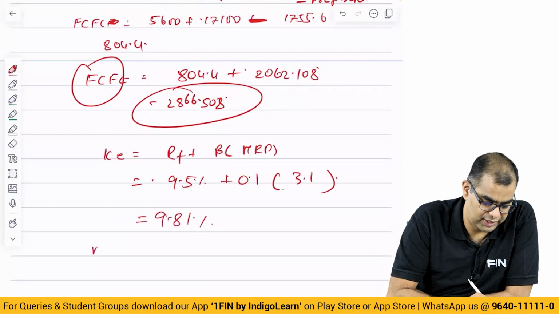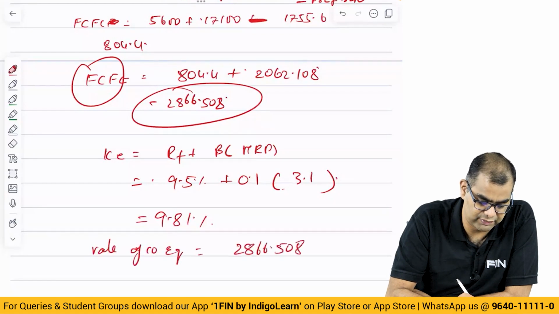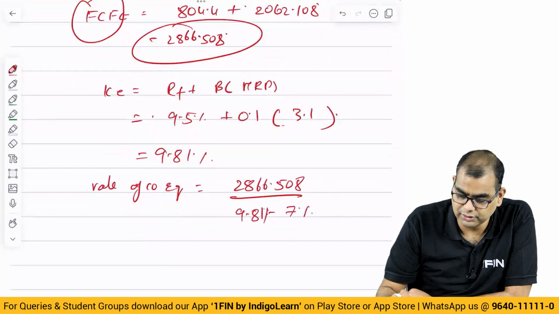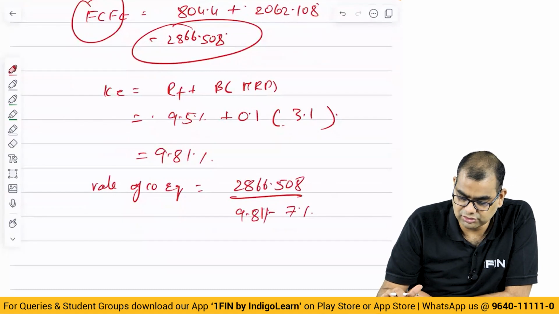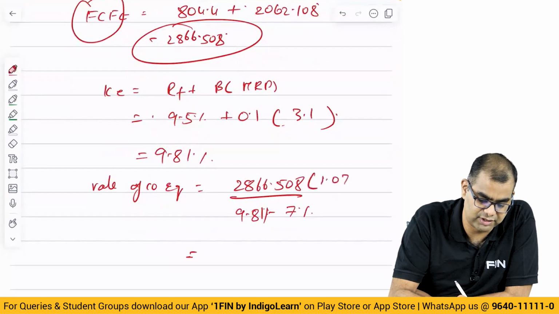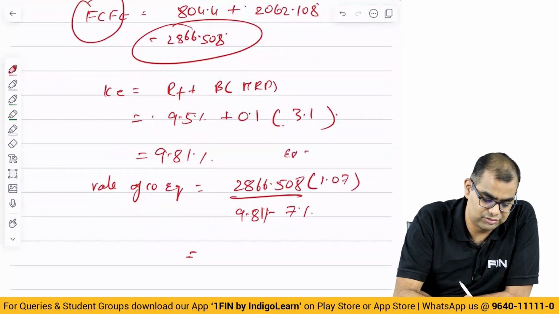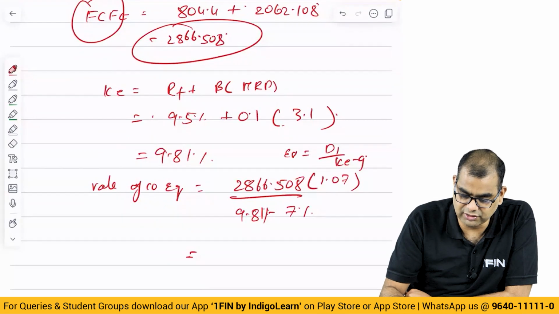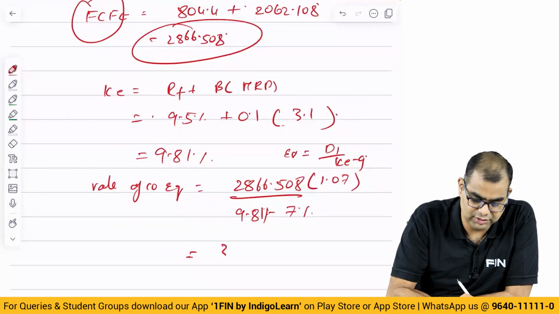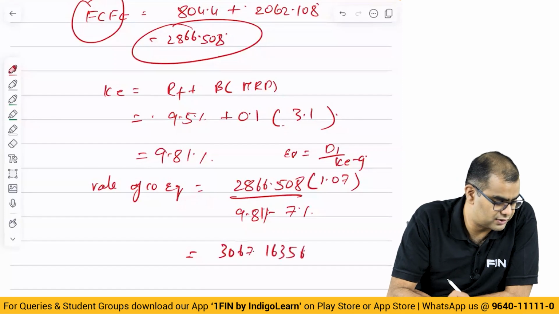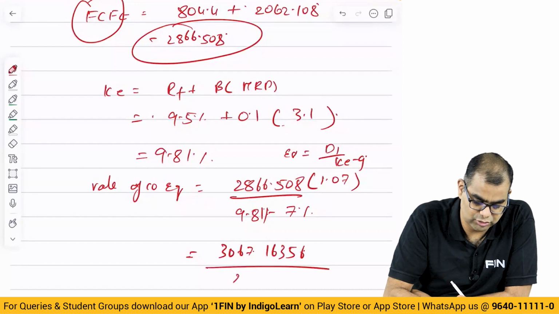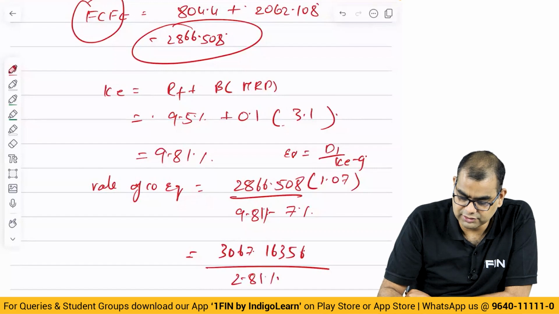So value of the company's equity is equal to 2866.508 divided by KE minus G. What is KE? 9.81 minus 7 is equal to 2.81. I made a mistake: equity is equal to D1 by KE minus G, next year's cash flows. So 2866.508 into 1.07 is 3067.16356. They said to round off to 4 decimal points. So divided by 2.81%, that is 0.0281.